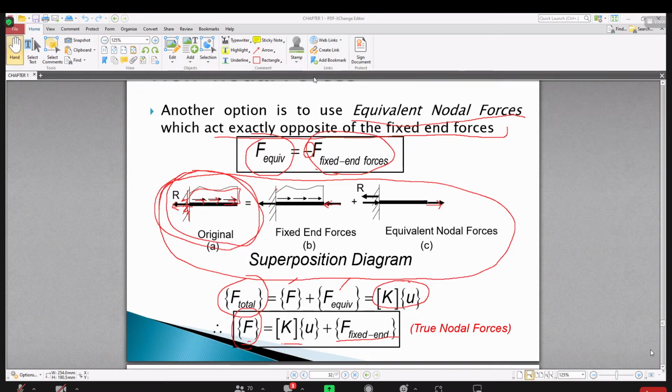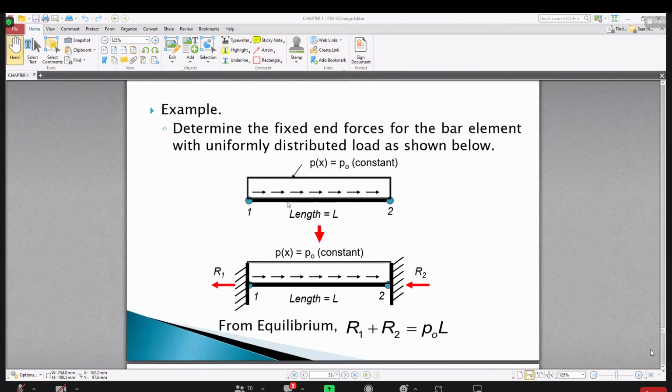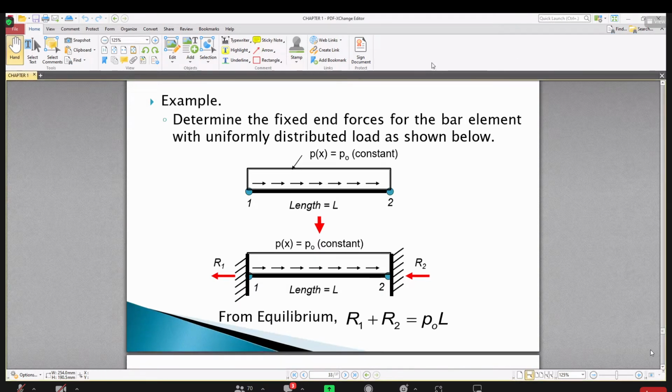So I believe some of you are quite baffled with this. Let's go to an example. So now in this problem, we are required to determine the fixed end forces for this bar element with uniformly distributed load as shown. Okay. So ipangita is fixed, just the fixed end forces. So we need the fixed end forces, no? So kay ang equivalent nato nga force is simply equal to the fixed end force naman na siya. Only that it is opposite in direction. So for example, kani nakuha ni nga nanong load.